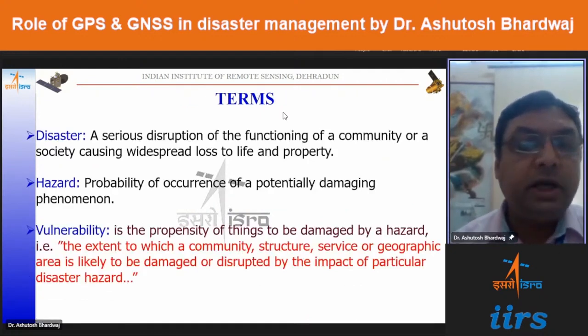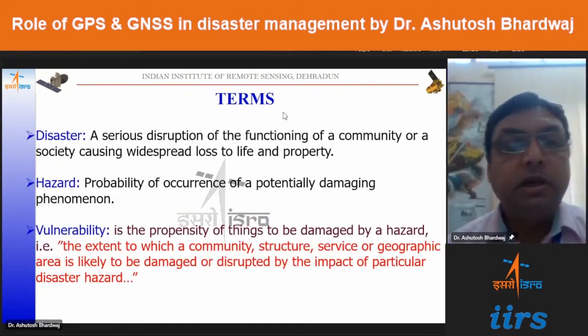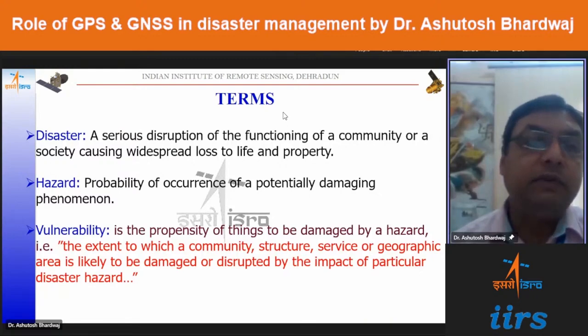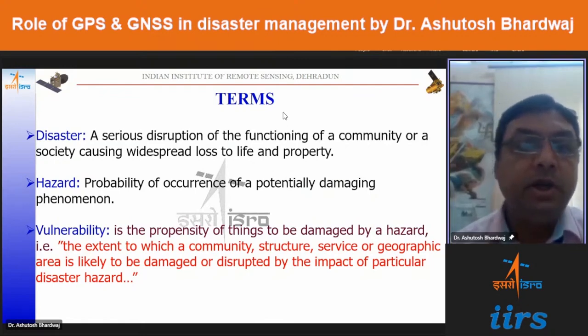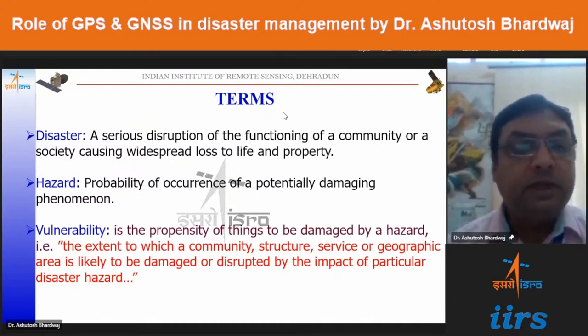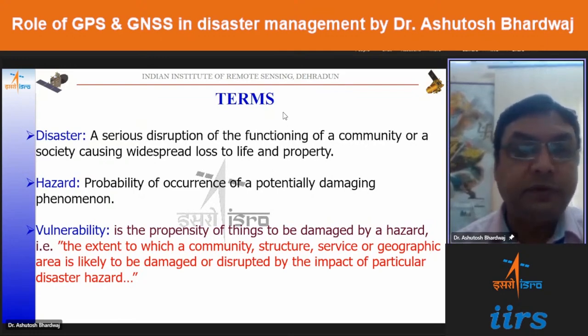Now here, three terms we are normally finding. When we are referring to a disaster, it is a serious disruption of the functioning of a community or a society causing widespread loss of life and property. Whereas the hazard is the probability of occurrence of a potentially damaging phenomenon.